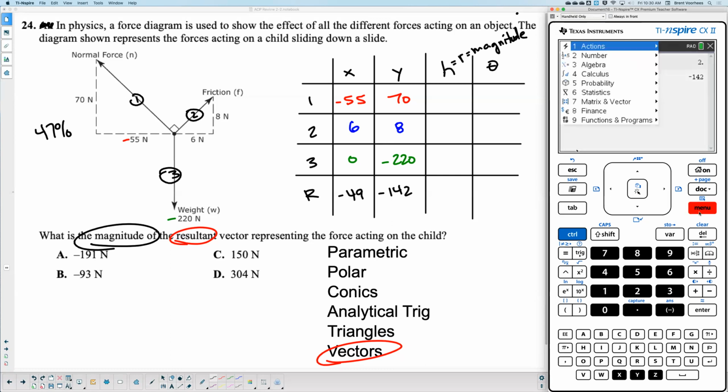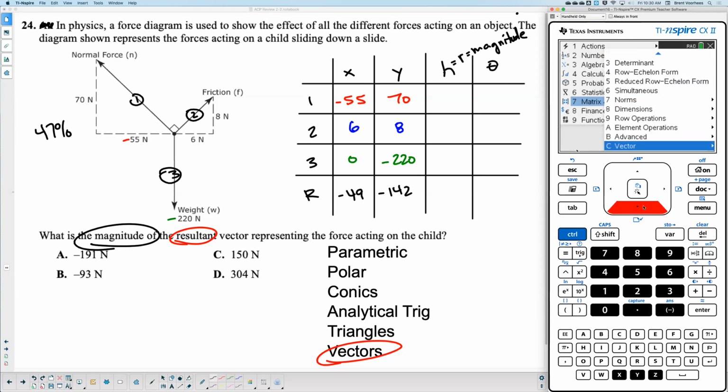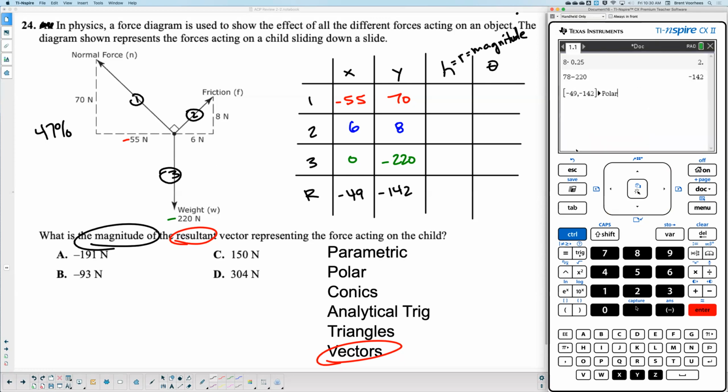Menu. Which one says vector? 7. And look for vector again. See? And which one says polar? 4. And hit enter, this gives you the h and theta. By the way, if you ever forgot this, just remember your formulas, you can always solve.